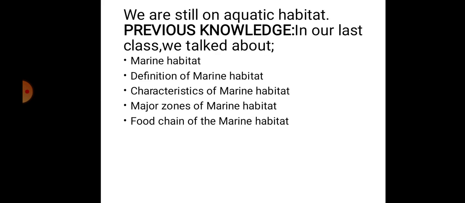So, we are still on aquatic habitats. Let us look at the previous knowledge of our last class. In our last class, we talked about marine habitats. We also talked about the definition of marine habitat, characteristics of marine habitats. We also discussed the major zones of marine habitat as well as the food chain of the marine habitats.